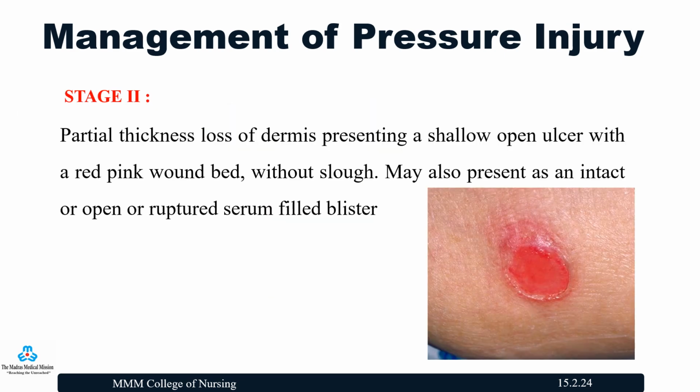Next, coming to the management of stage 2 of pressure injury. In stage 2, there will be partial thickness loss of dermis presenting as a shallow open ulcer with a red-pink wound bed without any slough. It may also present as an intact or an open or ruptured serum-filled blister. Blisters will be commonly seen in stage 2.